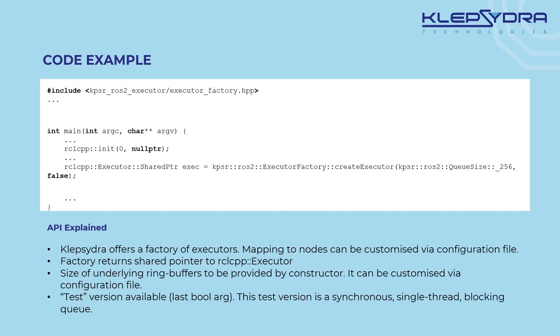Now, how to make it all work? We provide a factory of executors, which return shared pointers for interfacing. We need to provide some information: the size of the ring buffer. This is because we use static allocation in order to avoid allocating calls during runtime. This can be customized to tune the performance of the application. The factory can either be mapped to an event loop, a data multiplexer, or a series of event loops. We also provide a test version in order to simplify the debugging of the application. This third version runs in a synchronous, single-threaded blocking queue.